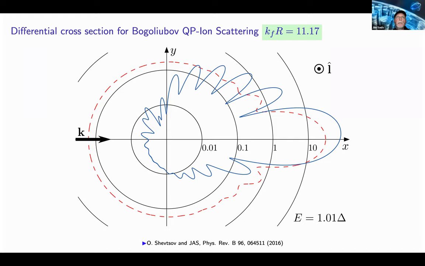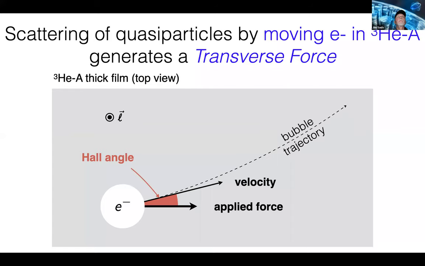And from that, you can immediately infer that there's a force in the negative y direction on the ion. So we use the scattering theory and kinetic theory to compute the average force on the ion in order to get this basic picture that the applied force and this skew scattering will produce, of course, a Hall motion to the average motion of the bubble.